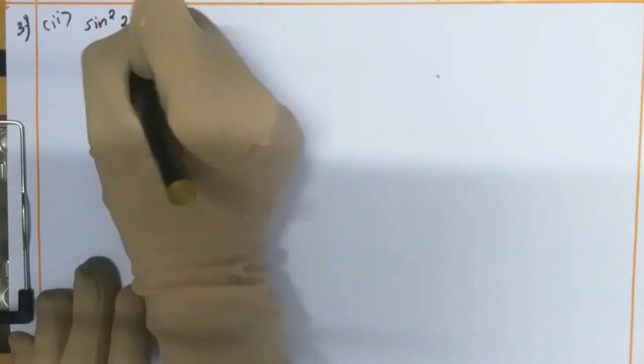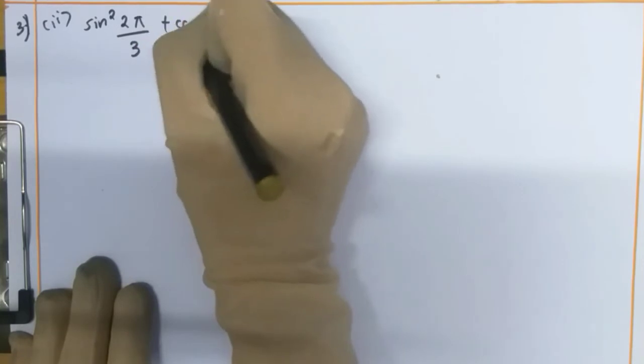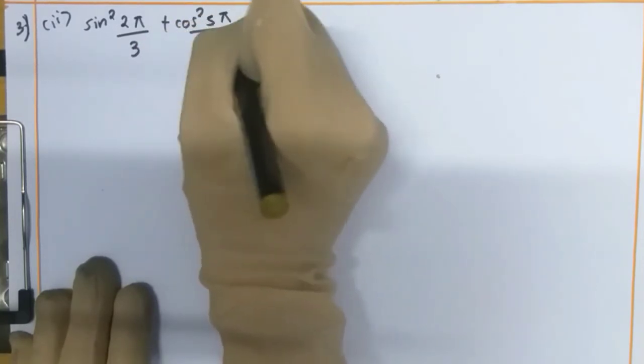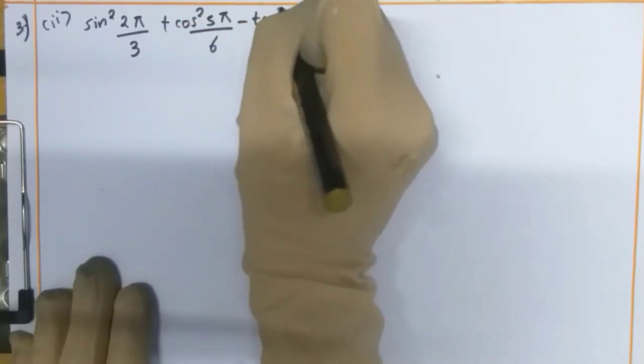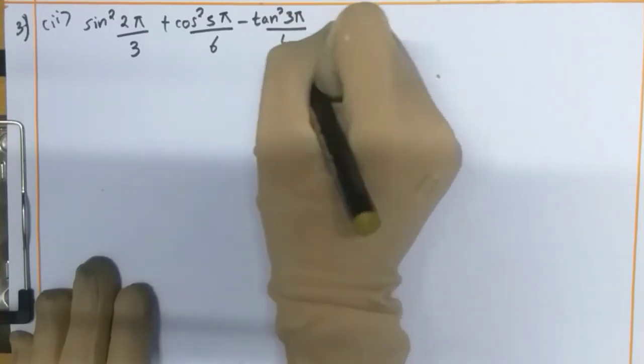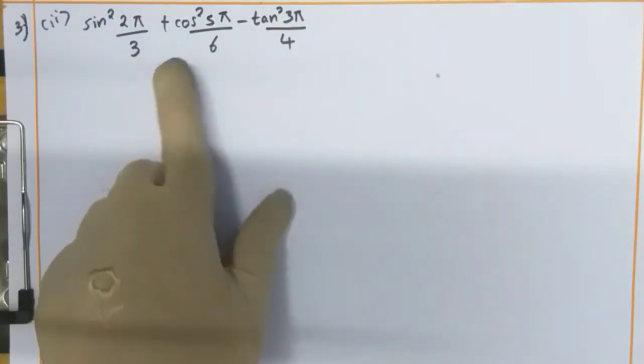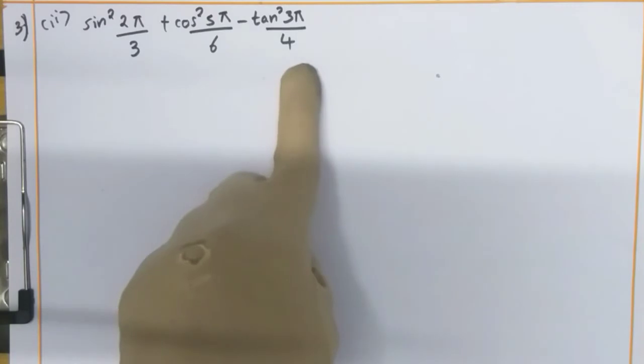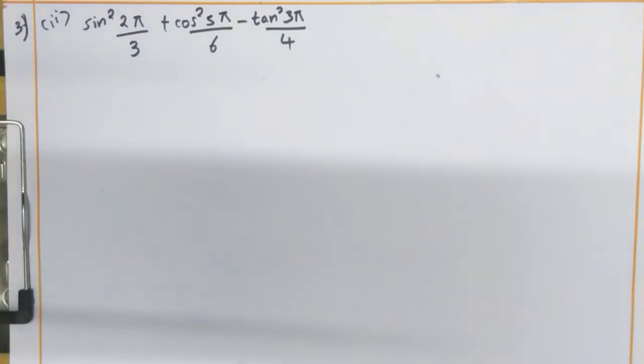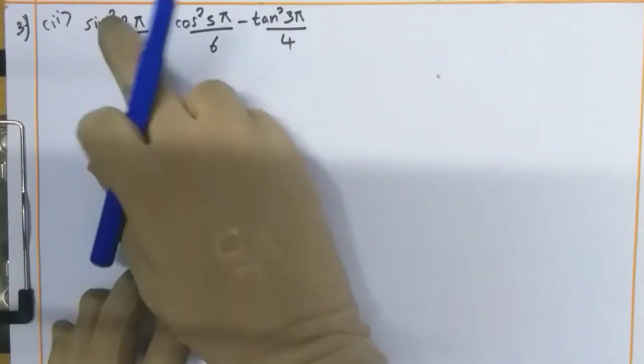Exercise 6A, third question, second bit. The question is: evaluate sin square 2 pi by 3 plus cos square 5 pi by 6 minus tan square 3 pi by 4. This is the question. So here we have 2 pi by 3. 2 pi by 3 is not a quadrant angle. We know that, right?